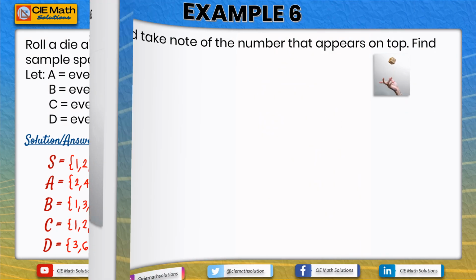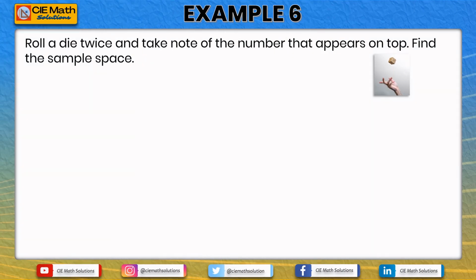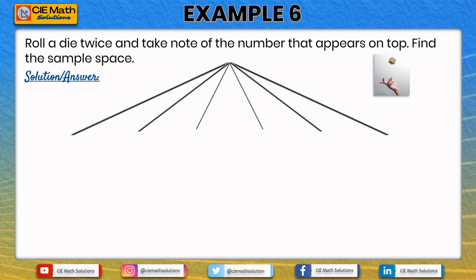Example 6. Roll a die twice and take note of the number that appears on top. Find the sample space. Again, we can list down the elements of the sample space by using 2 methods. The first one is using a tree diagram. In this case, I would use a vertical tree diagram to maximize the use of the space.